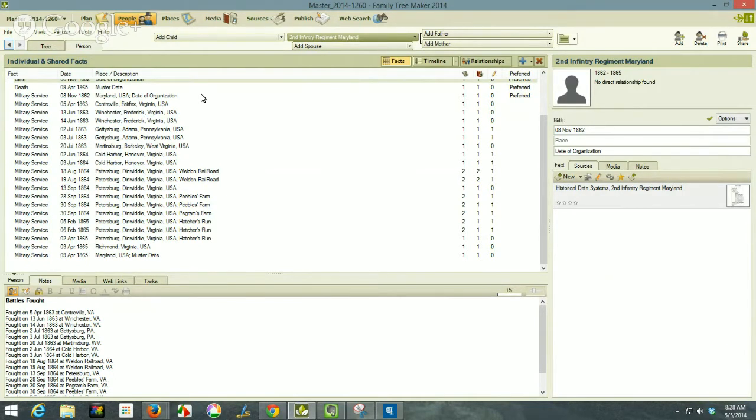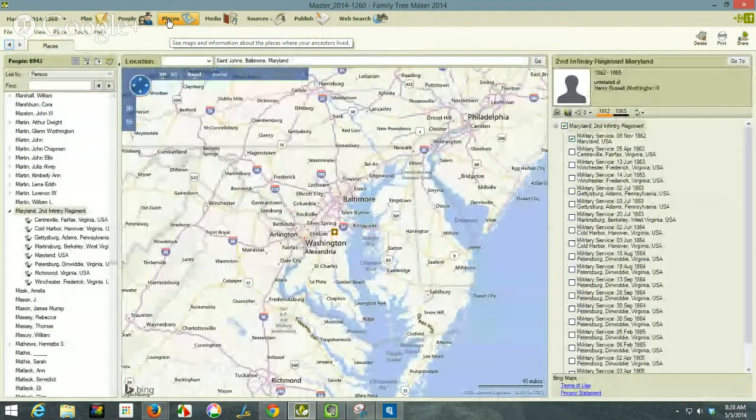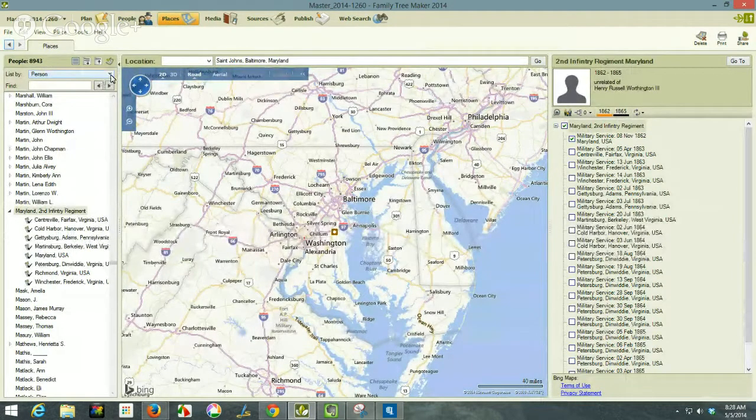But here's where the Places Workspace comes in really handy. When I did that, I am able to map the migration or the movement of that unit. Now, here is the trick. Normally, when you come to the Places Workspace, it is sitting in the place list. So it's listed by place.